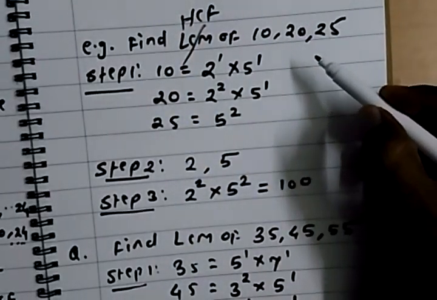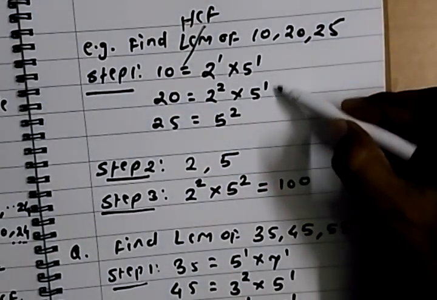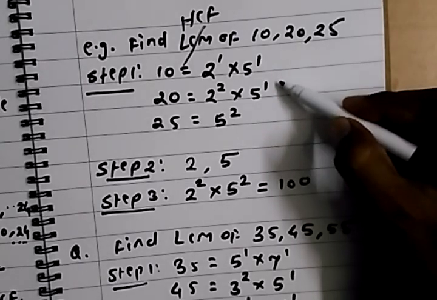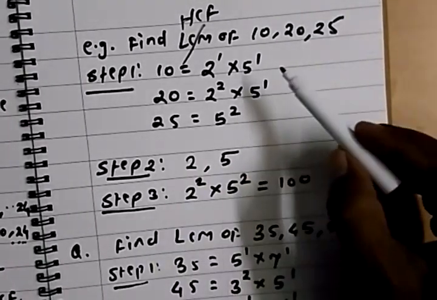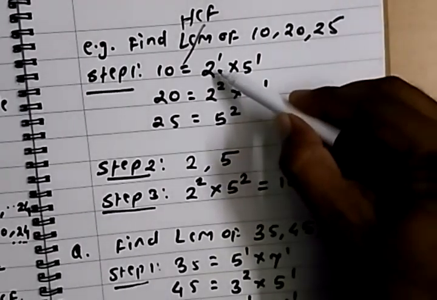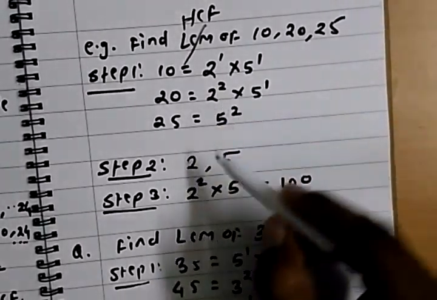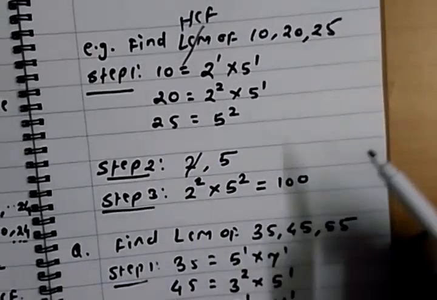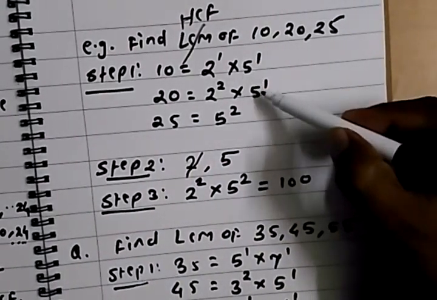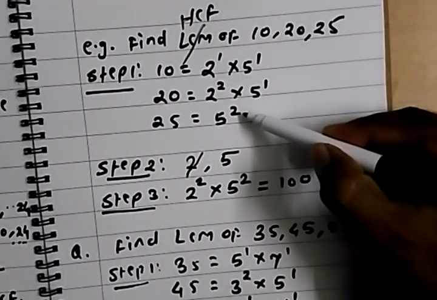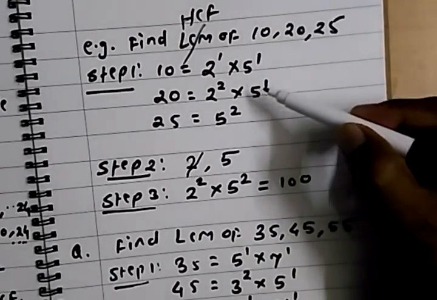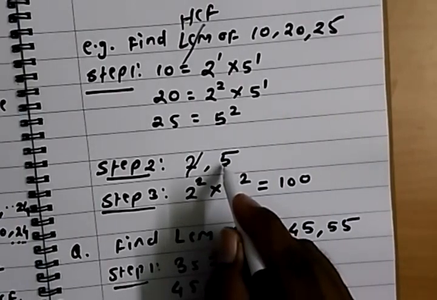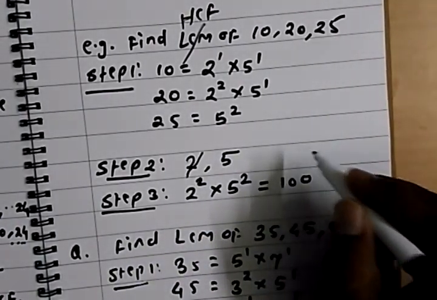10, 20 and 25. So step number 1 is factorize those. We have already factorized those. And now collect the common factors only. The common factors here: 2 is here, but 2 is not here, so 2 is not common. 5 is here, 5 is here, 5 is available here also. So 5 is common. 5 is present in all three. So let's write only 5 as a common factor.